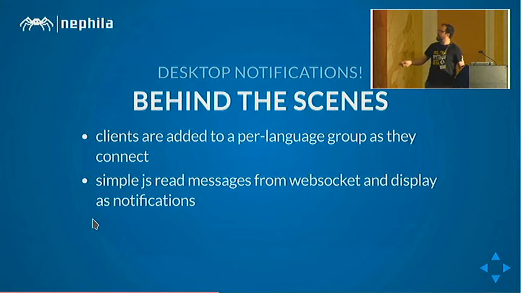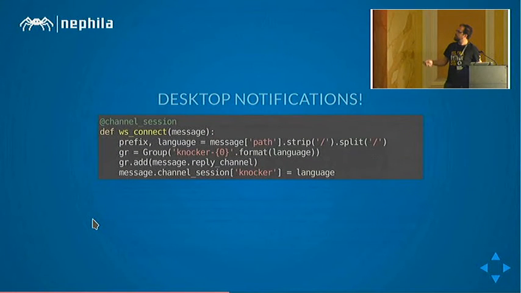Every time a client connects to an endpoint, you can add it to a group or a channel, and then when you put messages on the group or a channel, you can use a simple JavaScript to render it and do whatever you need. This is the consumer that connects the client to the group. The message is the equivalent of a request in a normal Django view.